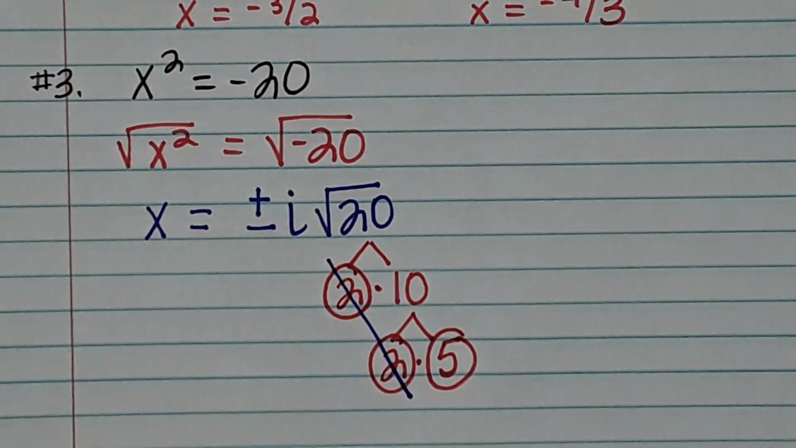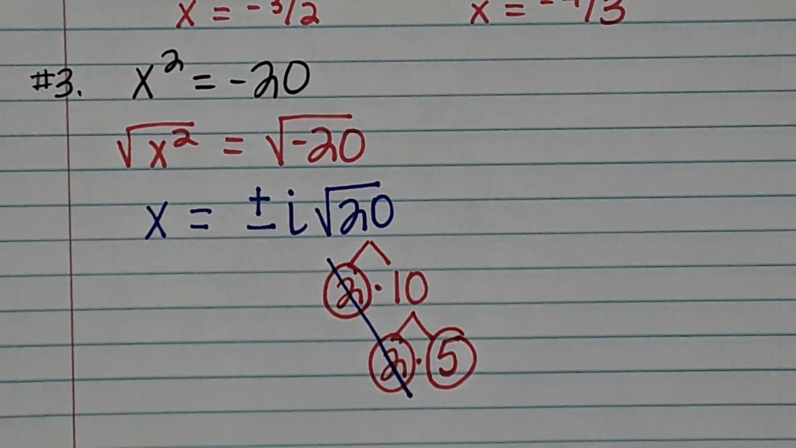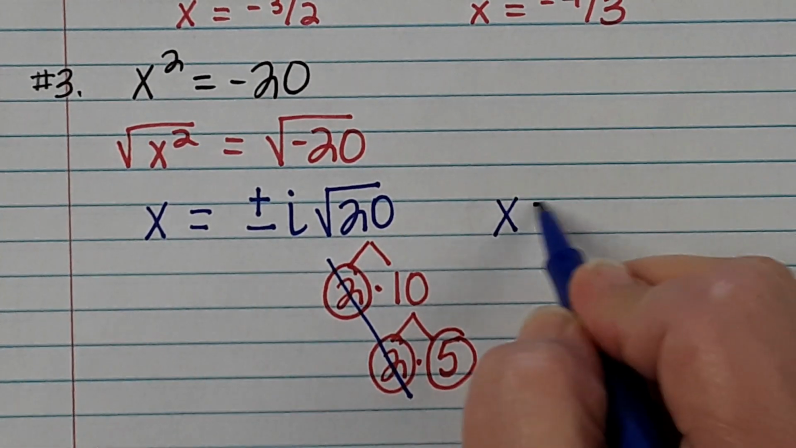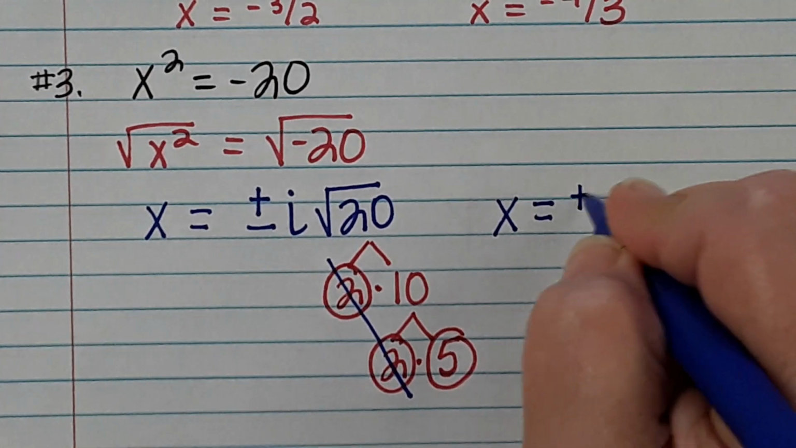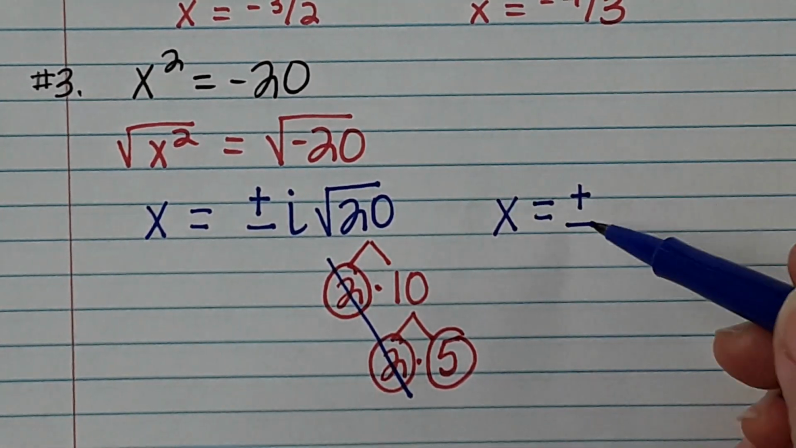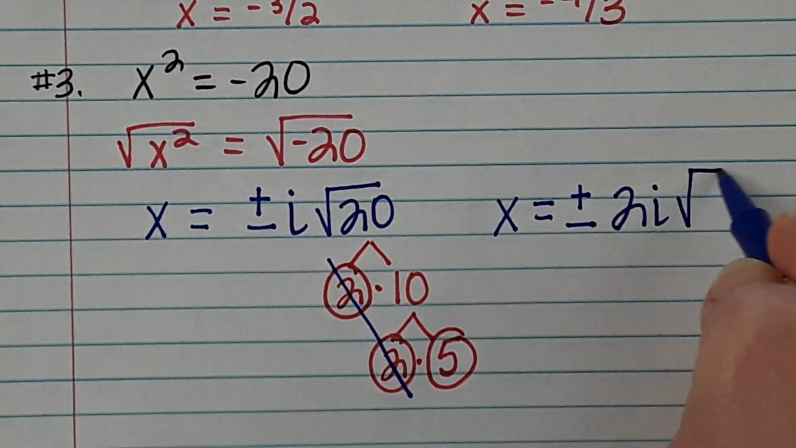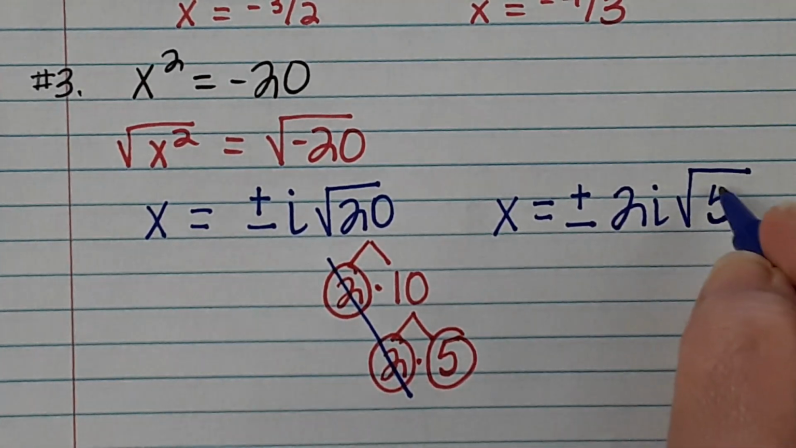So the question in sixth period was, does that 2 go in front of the i or in front of the plus or minus? Because it's part of the 20, it's going to go in front of the i. So x equals plus or minus, so positive or negative, 2i, and what goes in the square root? That is your final answer.